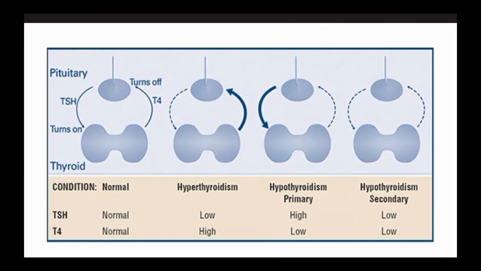This is the last one. Okay, so here is what I was telling you about. This is a great one as far as condition. This is normal. We have our normal feedbacks. With hyperthyroidism, we have low TSH and high T4. Primary hypothyroidism, high TSH, low T4. Secondary hypothyroidism, this is what, pituitary?